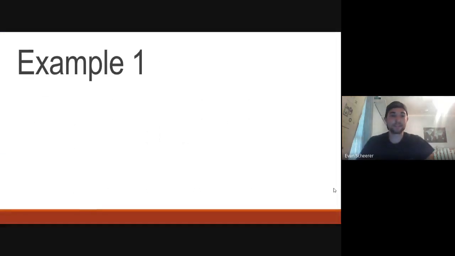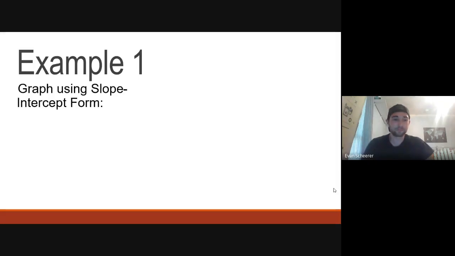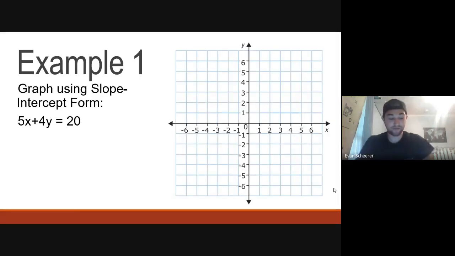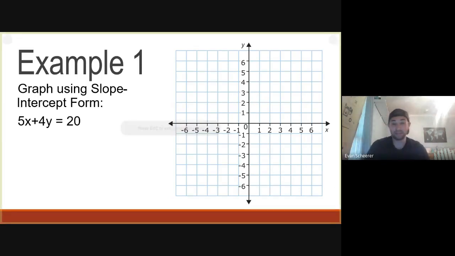So now, example 1. We want to graph using slope-intercept form. So we are going to be given this equation right here. This equation is standard form. 5x plus 4y equals 20. And we want to graph that. However, we cannot just graph that. I can't just plug in a 5 and a 4. So what you can do, you can plug in numbers like 0, plug in 1, plug in 2, plug in 3, but that's not using slope-intercept form.